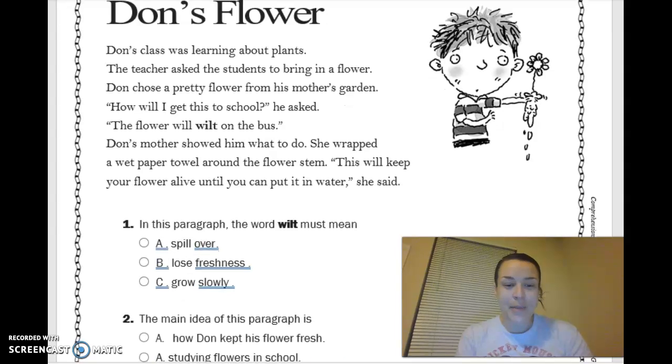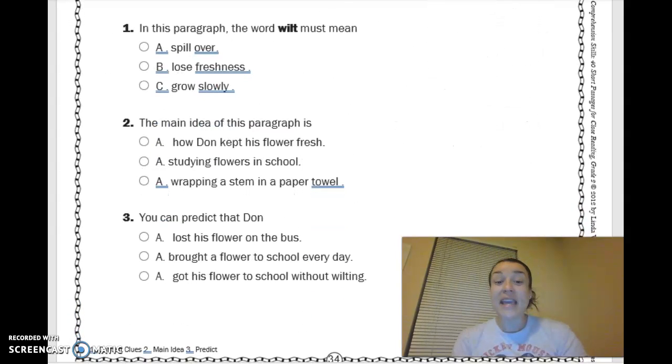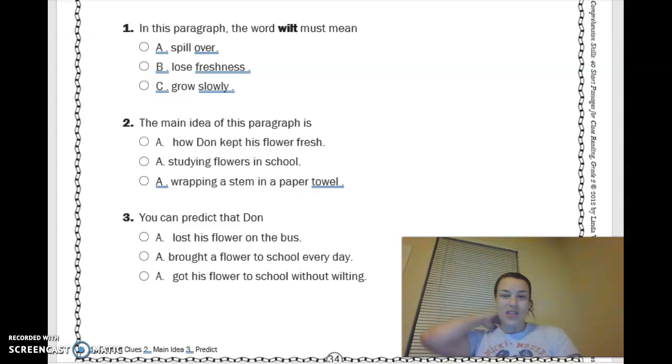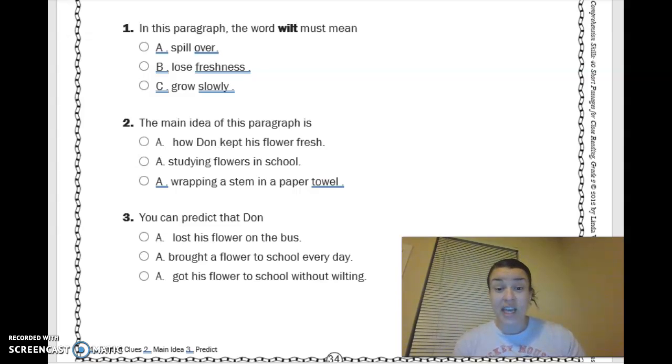Let's look at number 2. The main idea of this paragraph is A, how Dawn kept his flower fresh, B, studying flowers in school, or C, wrapping a stem in a paper towel. So let's go through and see which ones probably aren't right at all. Because remember, we can use that as something to help us narrow down what our answer is going to be. So A is how Dawn kept his flower fresh. That is something that we talk about. So let's save that one for later.